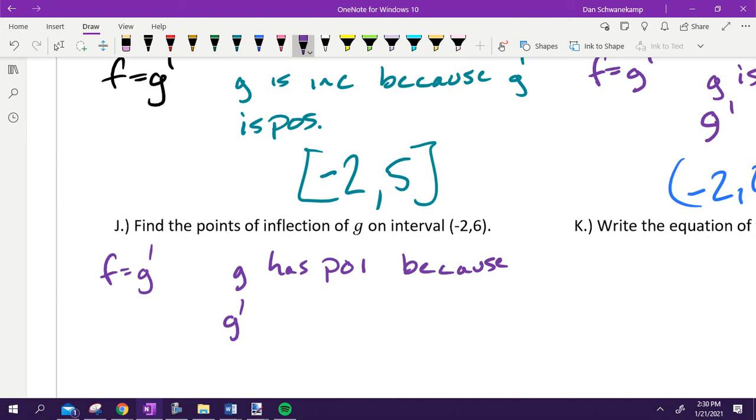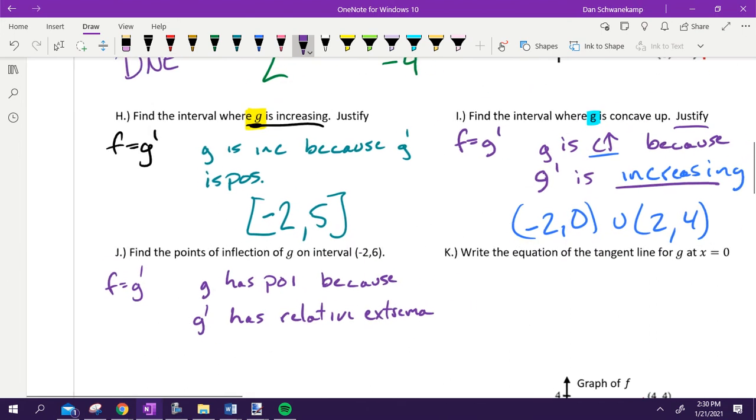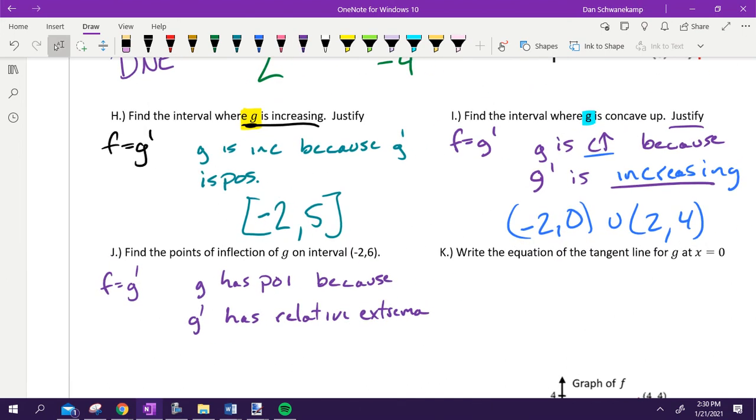The slope is equal to zero. That's part of it. The slope changes signs from positive to negative or negative to positive. Or we could say G prime has relative extrema. We used that before, but it's been a minute. Remember, the slope is changing signs from positive to negative or negative to positive.